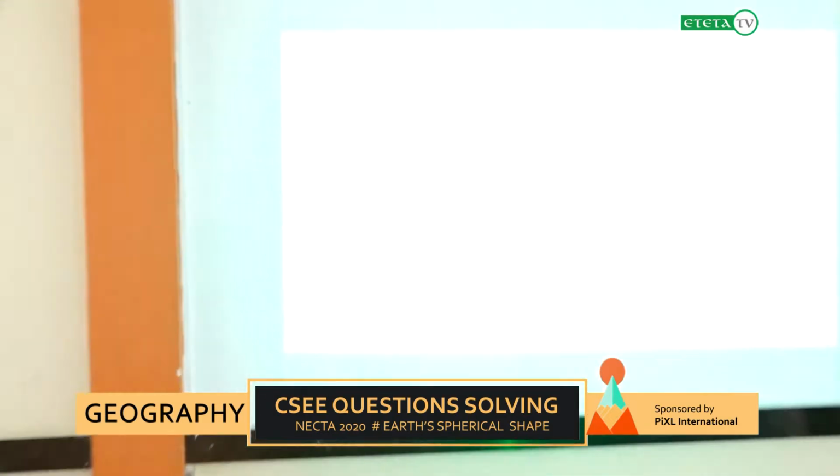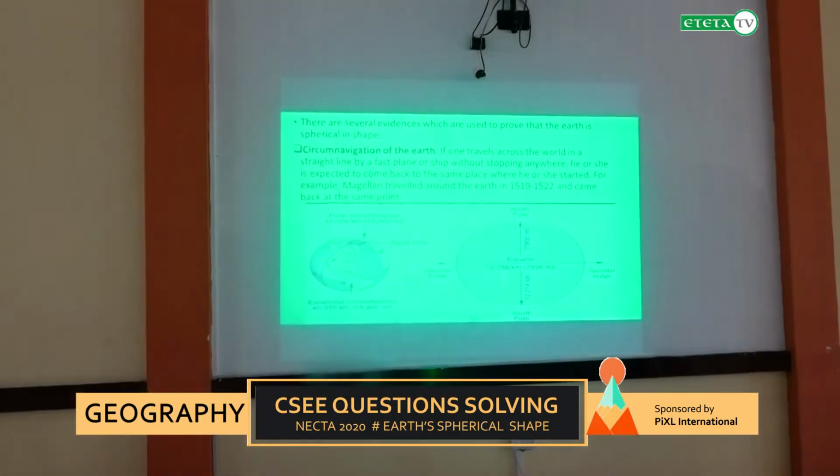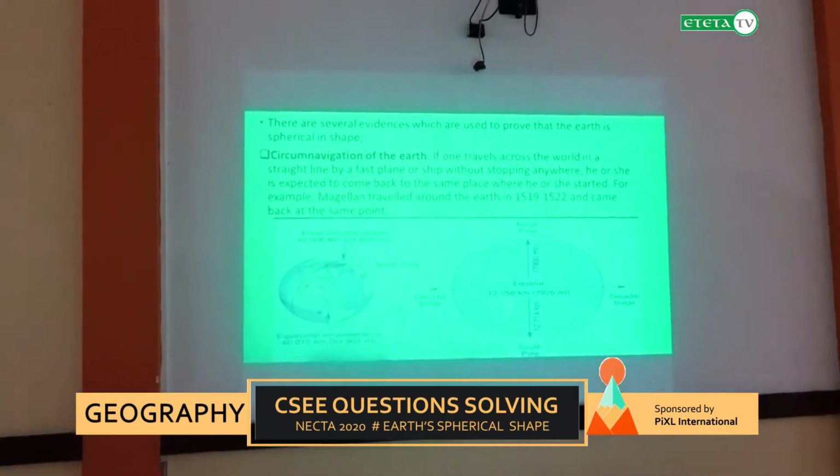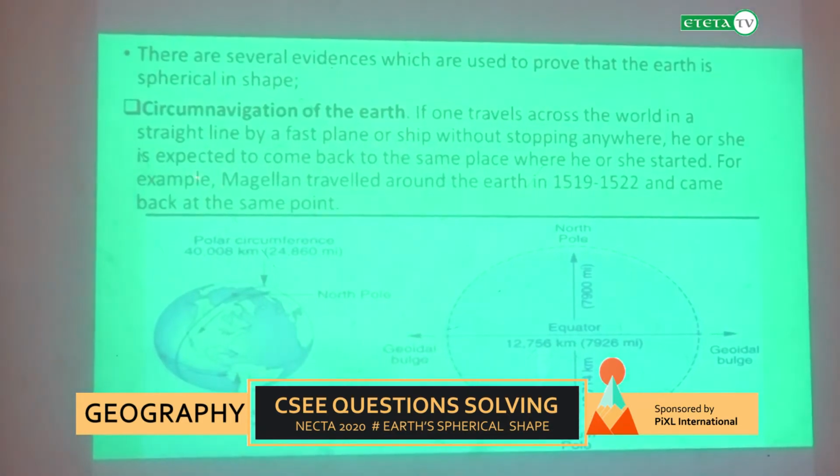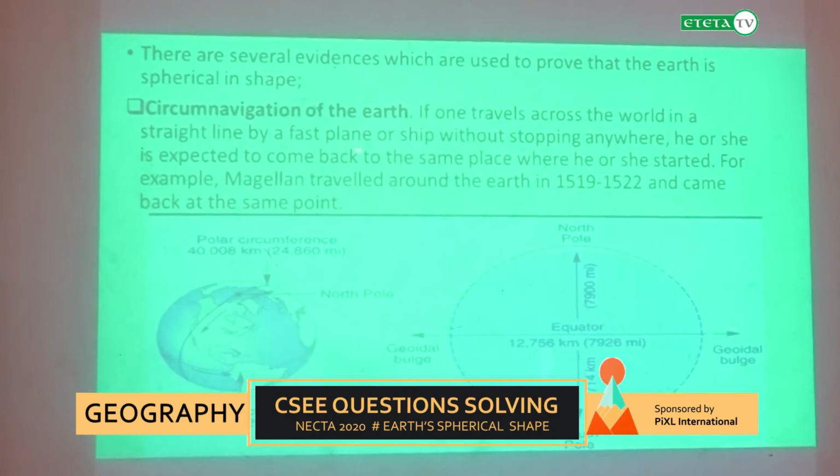When we talk about circumnavigation of the Earth, it means that if one travels across the world in a straight line by a fast moving plane or ship without stopping anywhere, he or she will come back to the same point where he or she started.